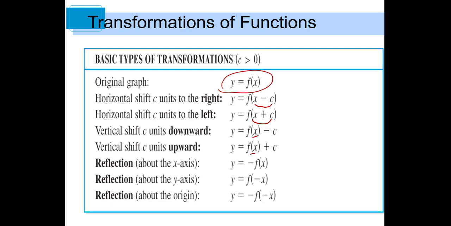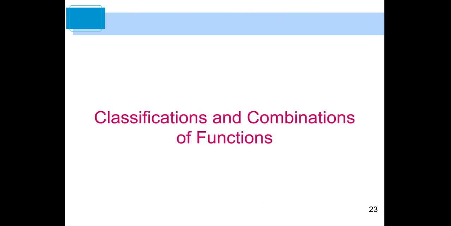Reflection about the x-axis, the y value becomes opposite, right? So f of x becomes minus f of x. Reflection about the y-axis, then the x value becomes the opposite. x becomes minus x. And reflection about the origin, x becomes negative x and then y value becomes the opposite. So that's basically all the basic transformations you need.